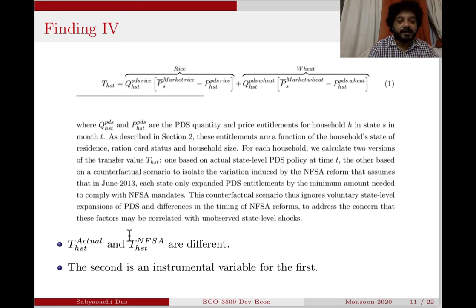So that argument is a validation of, or in favor of, the exclusion restriction that allows them to use the simulated NFSA implied transfers as an instrument for the actual transfer. Okay.